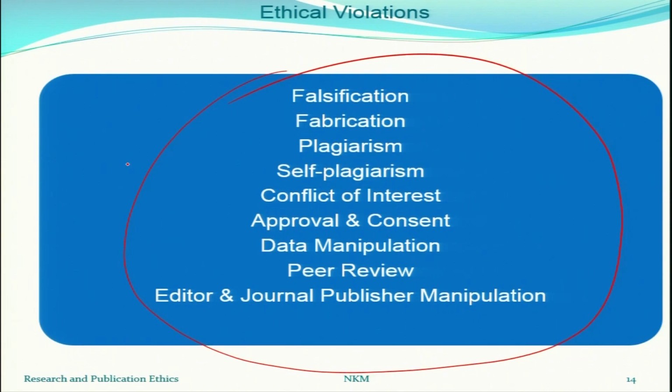So ethical violations may involve cases of falsification, fabrication, plagiarism, and self-plagiarism, conflict of interest in terms of the approvals from the ethical committees and regulatory authorities, and consent, also consent of the subjects, and then data manipulation, data tampering, and problems in the peer review process. And we have discussed so far that editor and journal publisher manipulation is also a major factor in the violations of the ethical norms, rules and principles for good research conduct. So these are the major issues we have discussed so far. They may involve ethical violations.